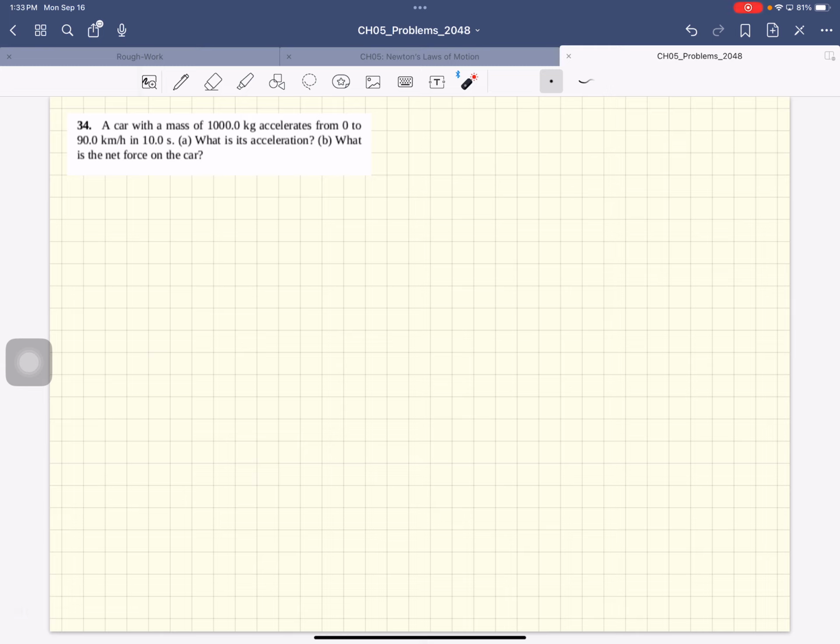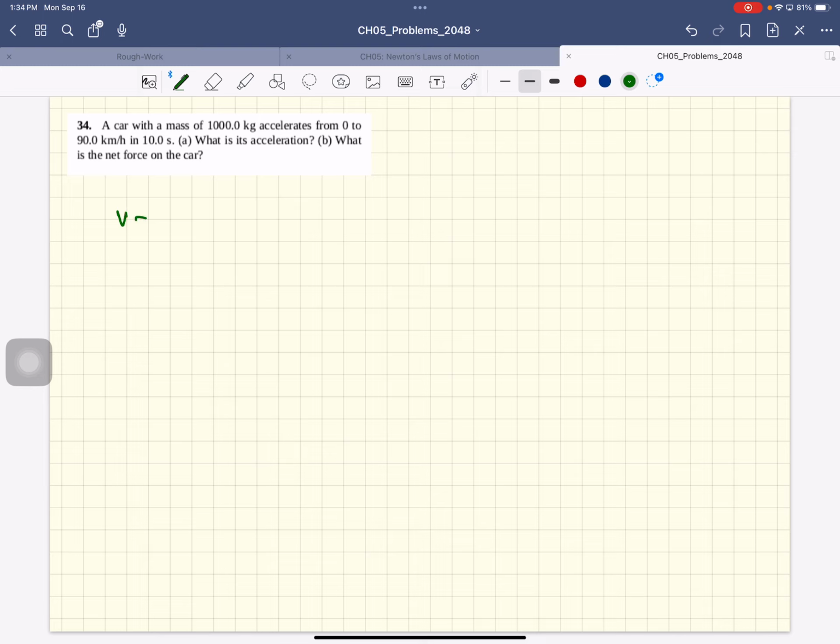All right, so this problem says a car with a mass of 1,000 kg, this is a small car, accelerates from 0 to 90 kilometers per hour in 10 seconds. That's pretty slow. 90 kilometers an hour is about 60 miles an hour. And I guess one of the more expensive Teslas will do it in under 2 seconds. So they ask you, what is the acceleration?